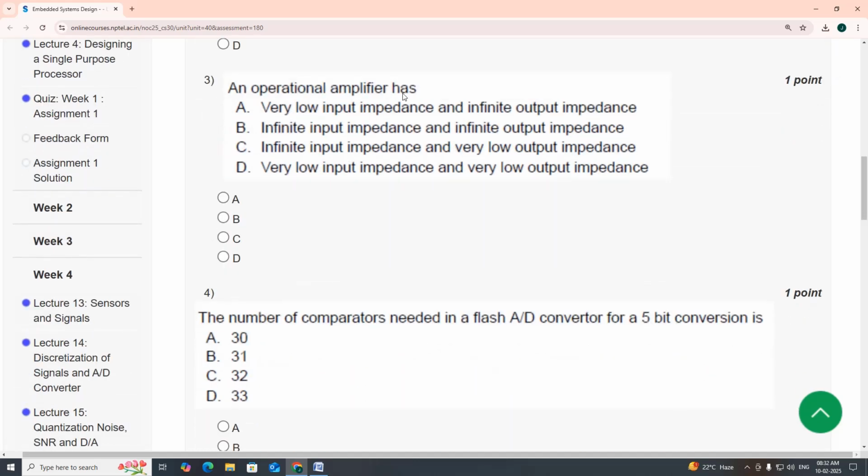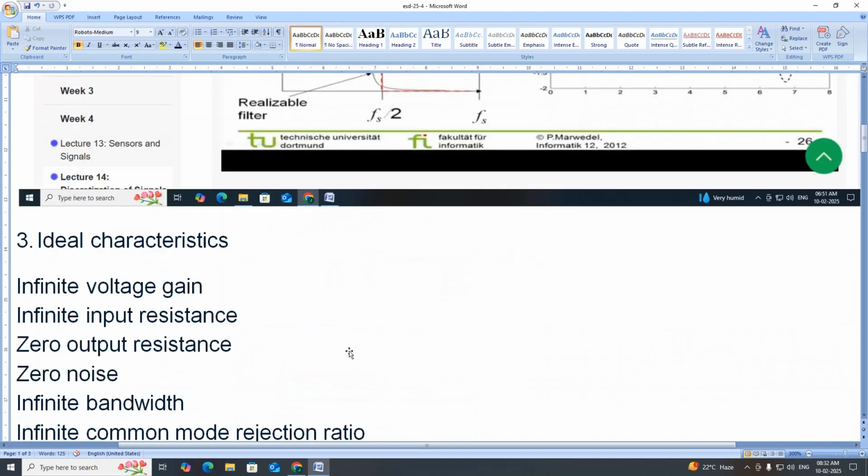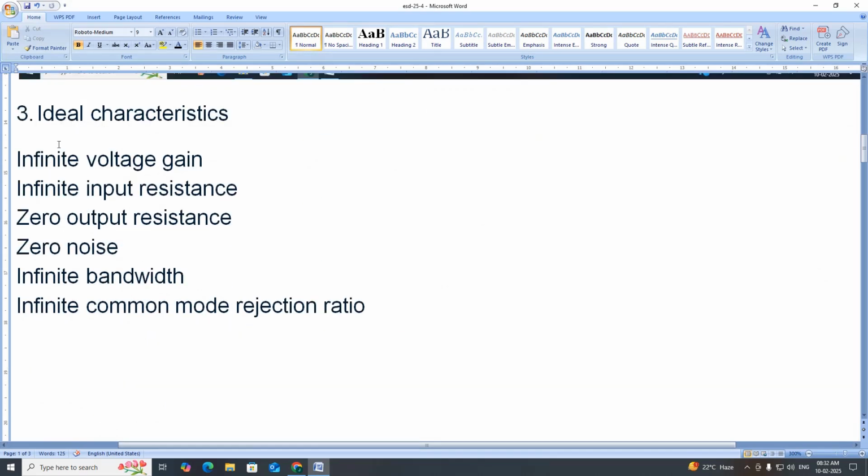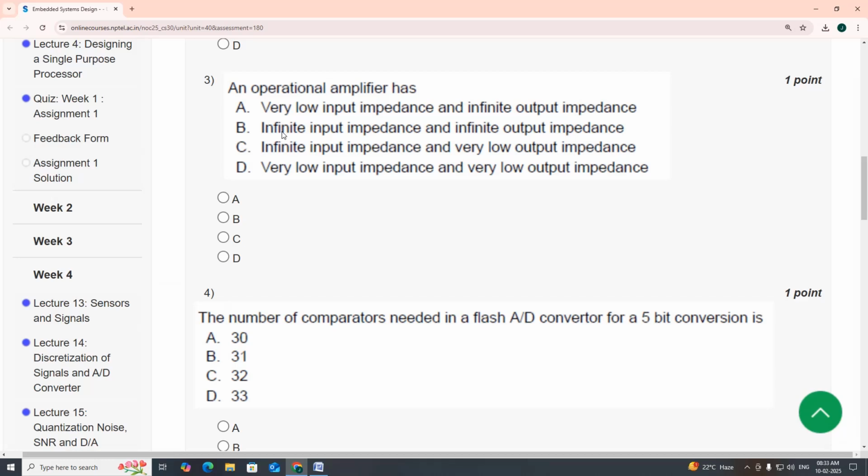An operational amplifier has the following. Third one. So the characteristics of an ideal op-amp: infinite voltage gain, infinite input resistance, zero output resistance, zero noise, infinite bandwidth, infinite CMRR, common mode rejection ratio. So this is for ideal, but practical we'll see. So an operational amplifier has infinite input impedance and very low output impedance.